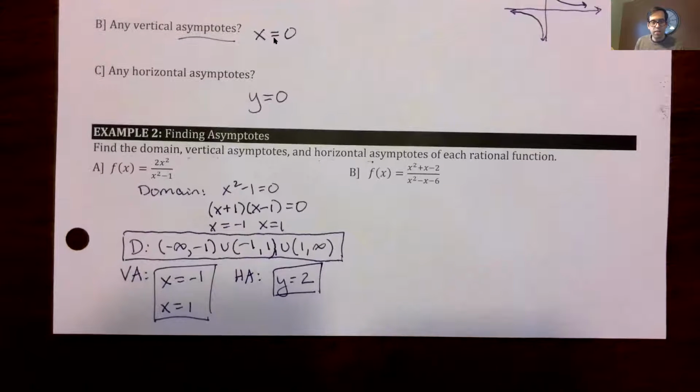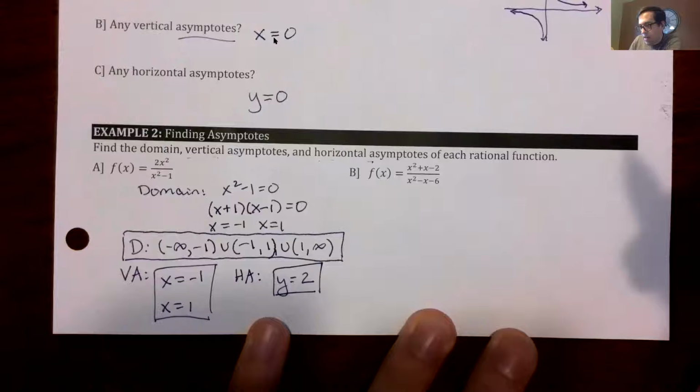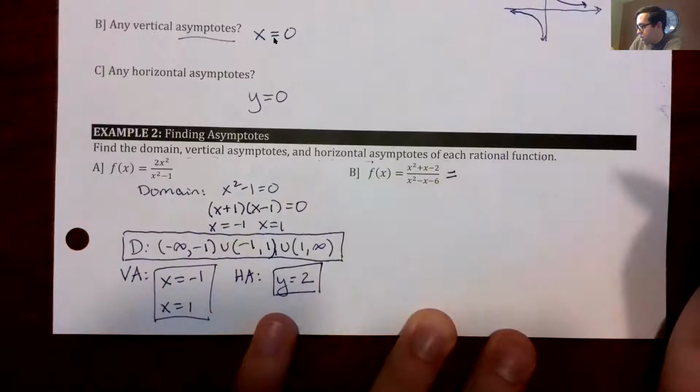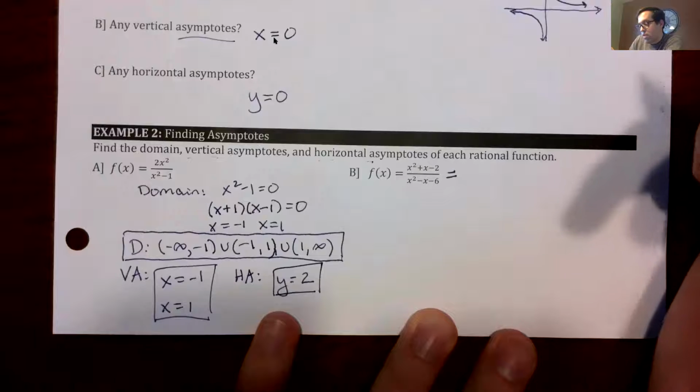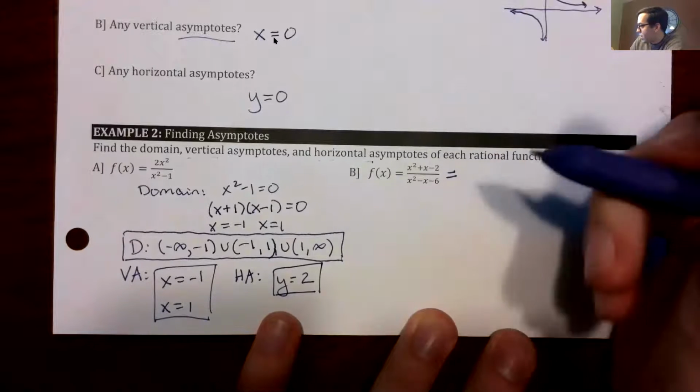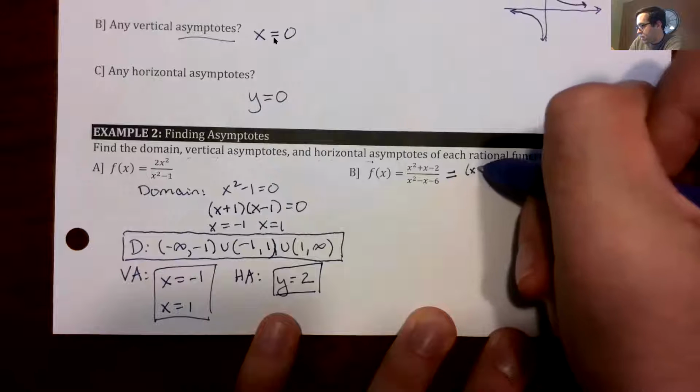Let's try letter B. So we're going to do the same thing. We'll start with the domain. And to start, it's usually a good idea to factor both the numerator and the denominator. So that's what I'm going to do first. On top, we're going to end up with x plus 2, x minus 1.